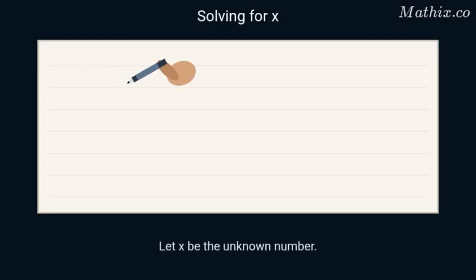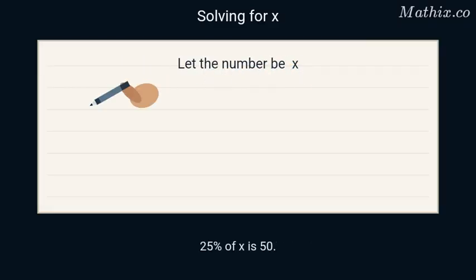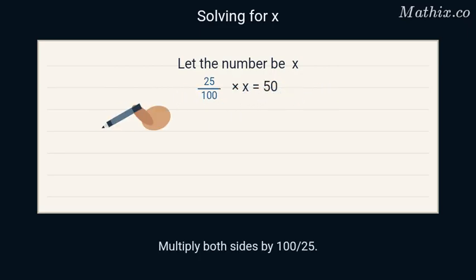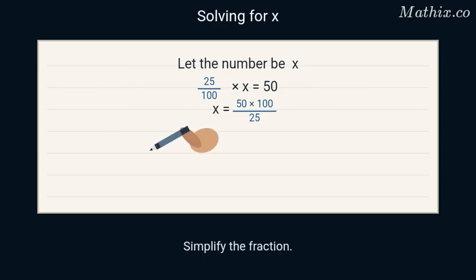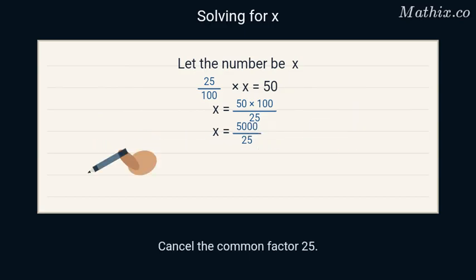Let the number be x. 25% of x equals 50, so 25 over 100 times x equals 50. Multiply both sides by 100 over 25. Simplifying gives x equals 200. The correct answer is B, 200.